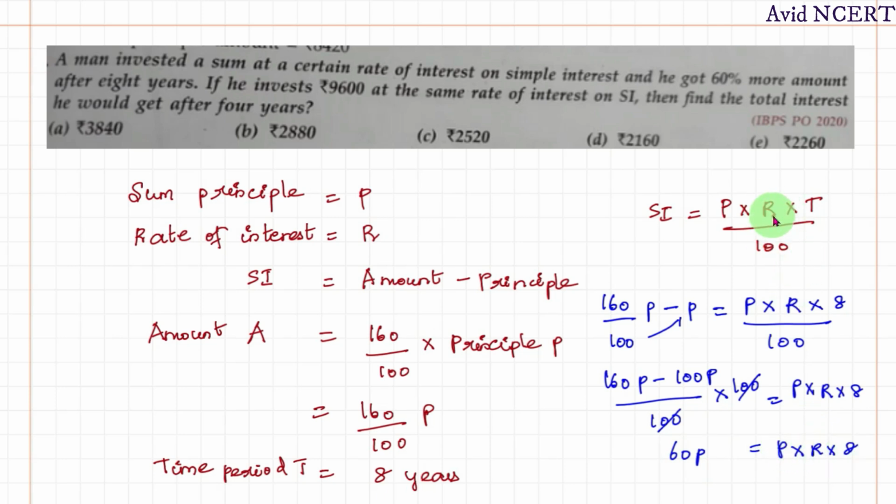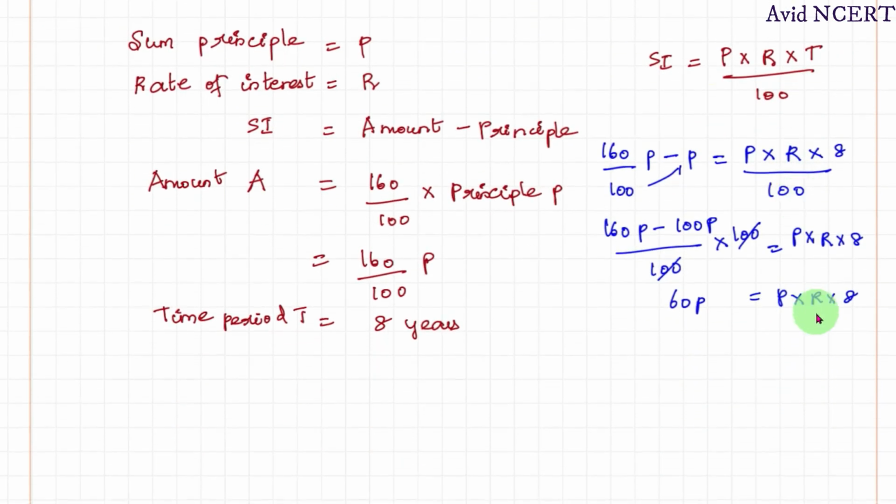Since we are planning to find R, I'm going to keep R on one side and take the remaining to the other side. So R on this side. 60P divided by P and 8 comes down here, so P times 8. P gets cancelled. So 60 by 8 equals 7.5. So the rate of interest here is 7.5%.